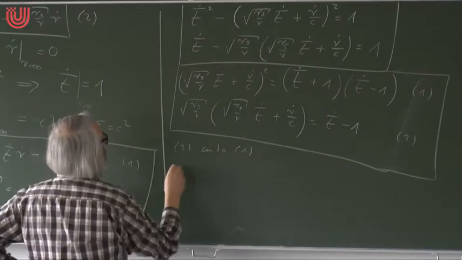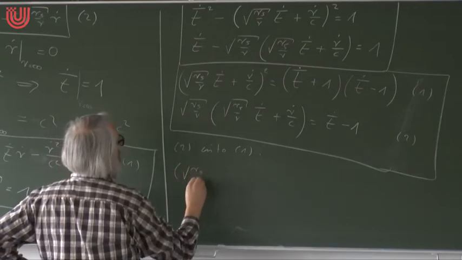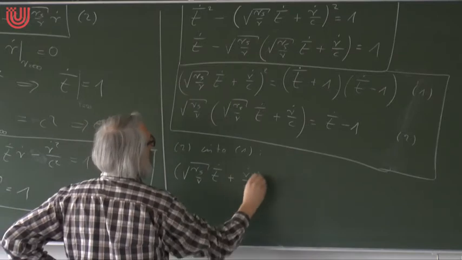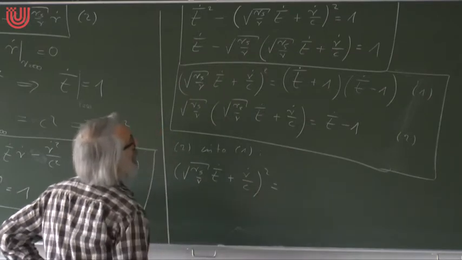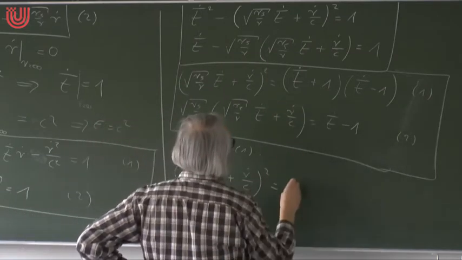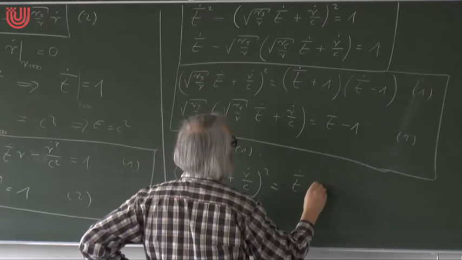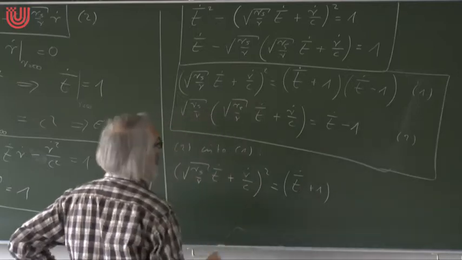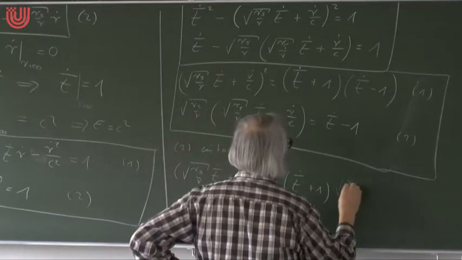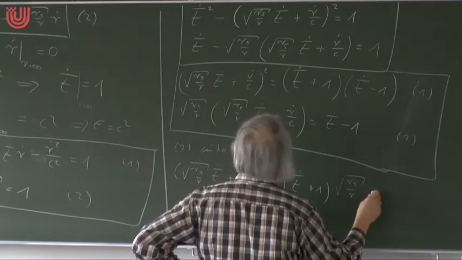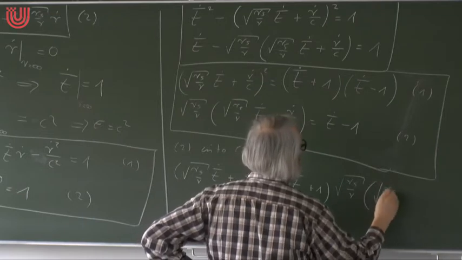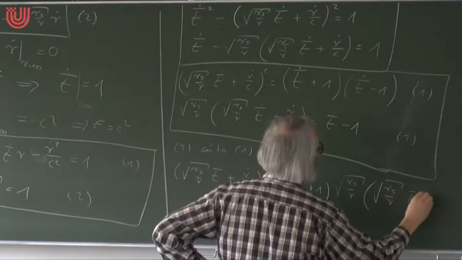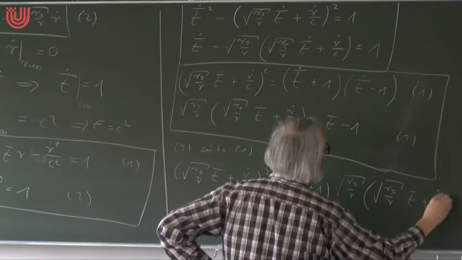So I leave this square, t bar dot plus r dot over c squared. And I also leave this term here, t bar dot plus 1. And for this here, I insert this expression. And this is root rs over r, root rs over r t bar dot plus r dot over c.